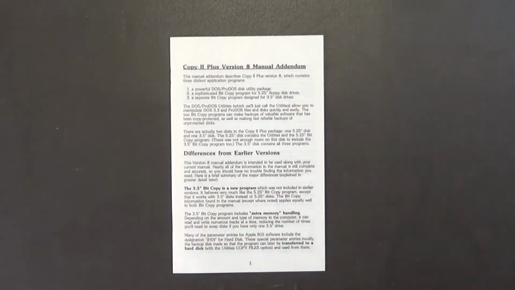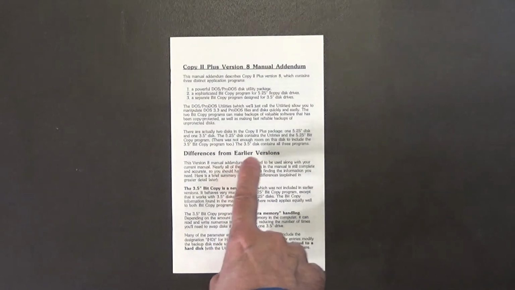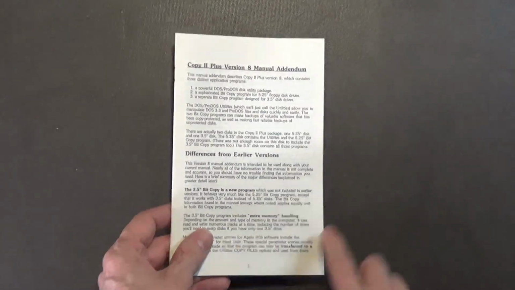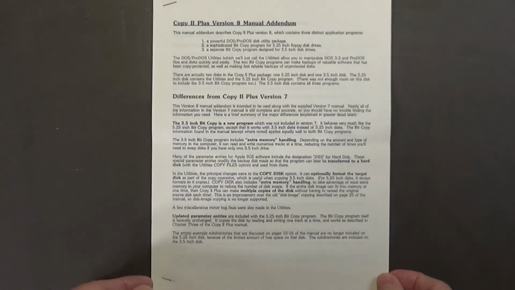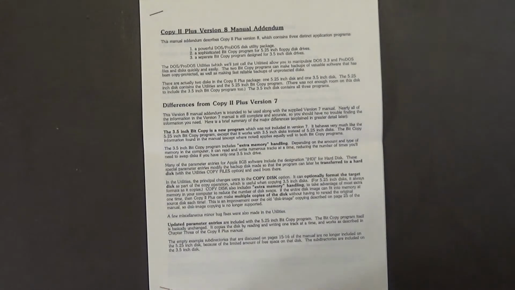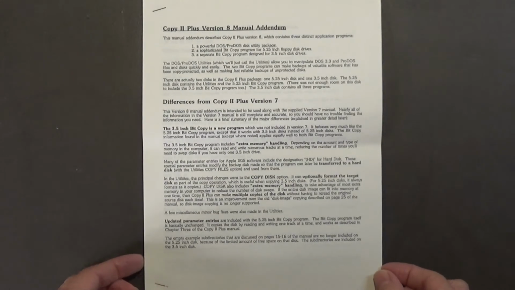And this is some printout. I think on the disc was some of this stuff. Copy 2 Plus parameters explained. This is a printout, a bunch of sheets that were printed out. And here's the Copy 2 Plus version 8 manual addendum, differences from earlier versions. Copy 2 Plus version 8 manual addendum, differences from Copy 2 Plus version 7.